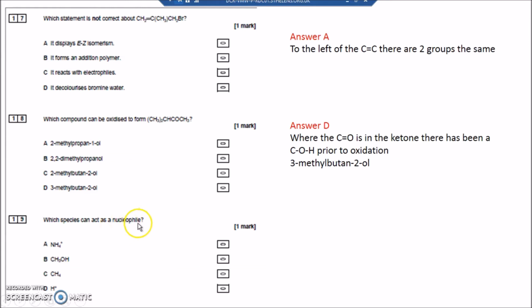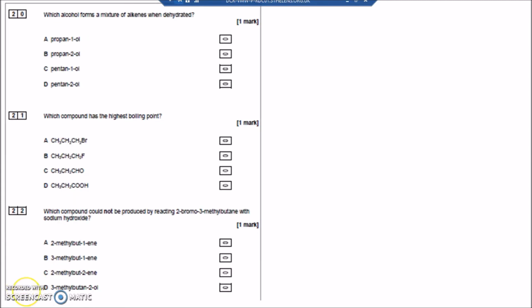Which species can act as a nucleophile? So a nucleophile is an electron pair donor. I'm looking for something with a lone pair, and automatically I'm seeing that oxygen there will have a lone pair. My answer is B. The oxygen on the OH of the methanol has got a lone pair, so it can be a lone pair donor. Question 20.